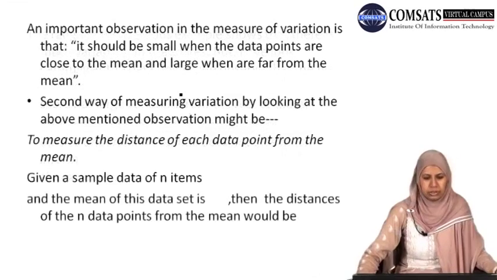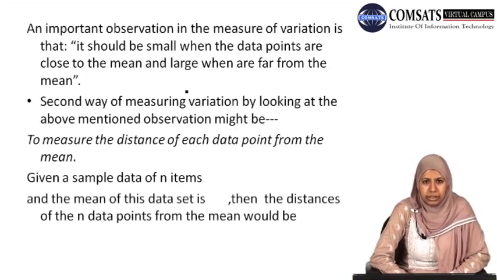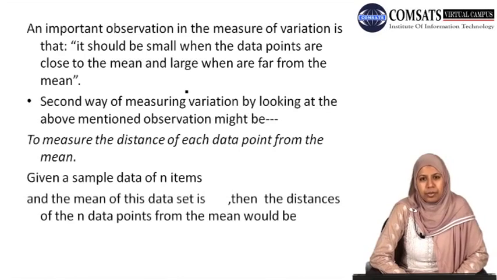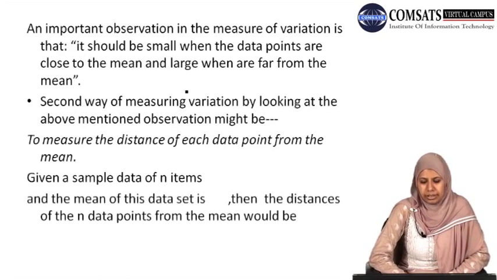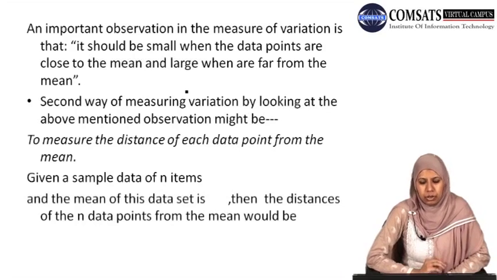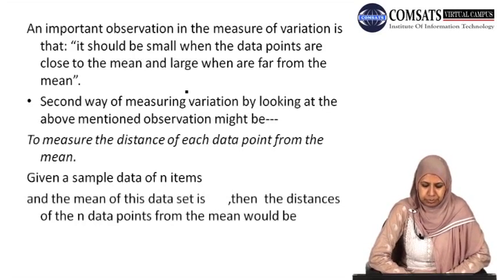So an important observation in the measure of variation is that it should be small when the data points are close to the mean and large when they are far from the mean. So we think of another way of measuring the variation between the data set points by looking at the above mentioned observation, that is, by finding the distance of each data point from the mean.